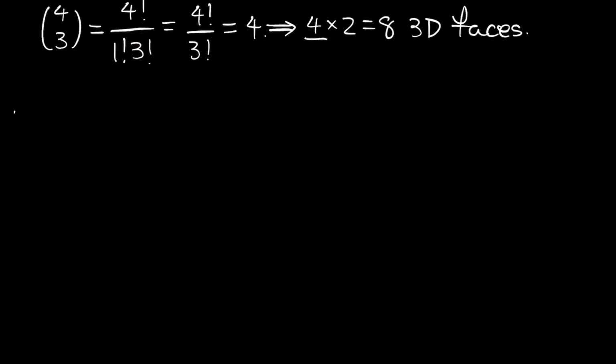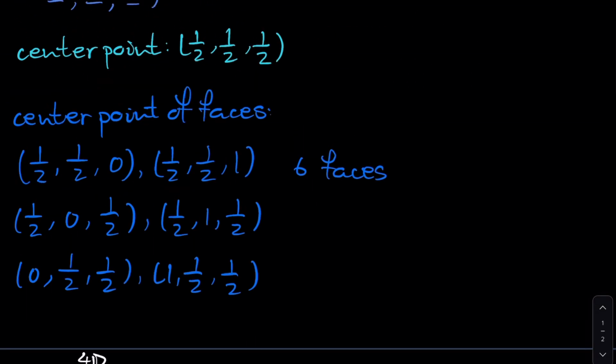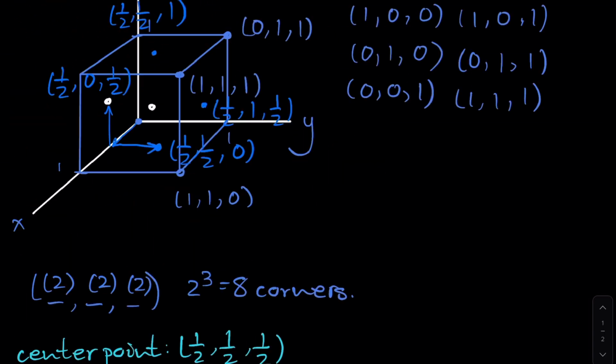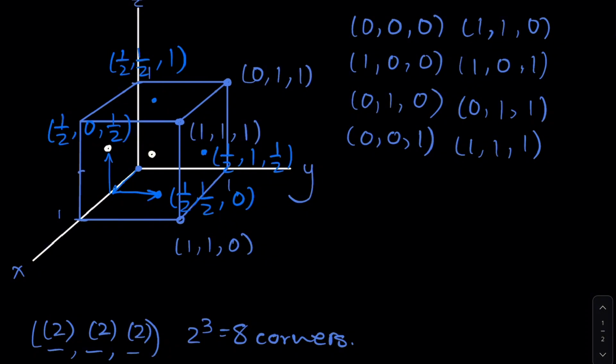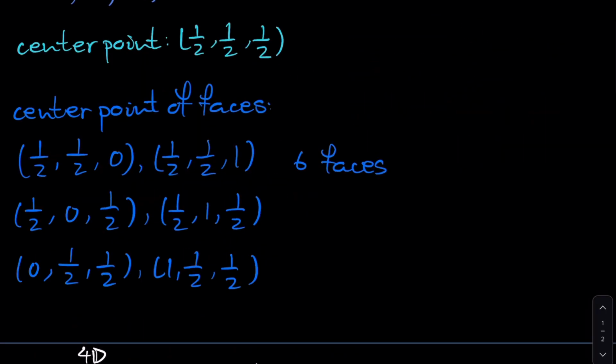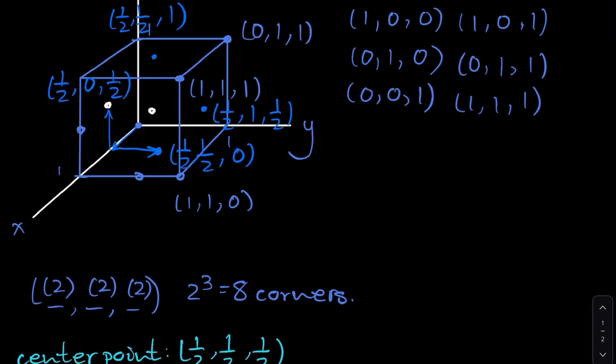Well, the number of edges there are. We haven't talked about that in our 3D case, but we can actually use a similar strategy to how we've figured out the number of faces, using the midpoint of each edge, namely the center point of each edge. Now notice that for each of these midpoints, they only have one component that is a half. All other components are zeros and ones.